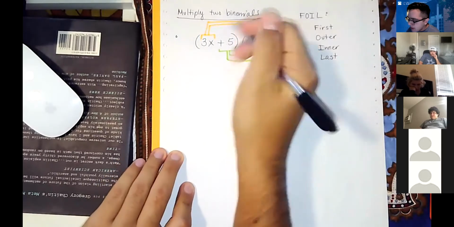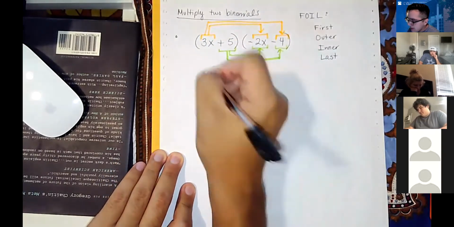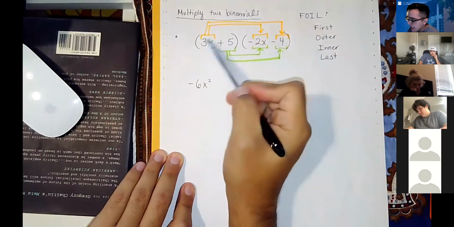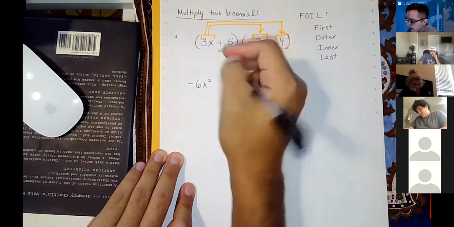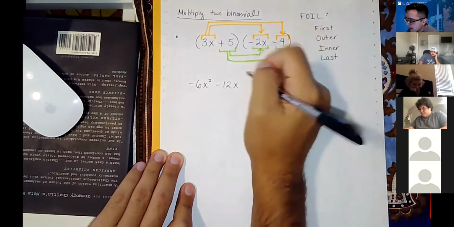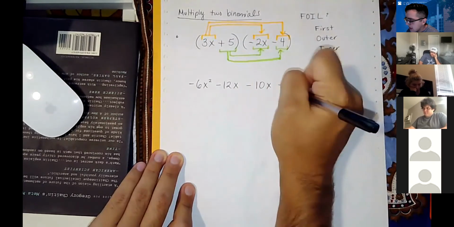So if we do this, we should get 3x times negative 2x, which is negative 6x squared. 3x times negative 4 should be a negative 12x. 5 times that is negative 10x. 5 times this is negative 20.